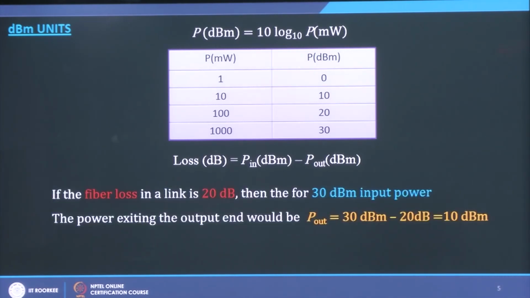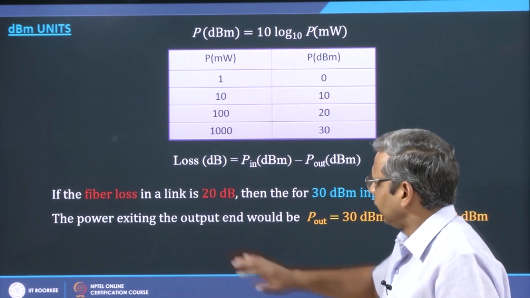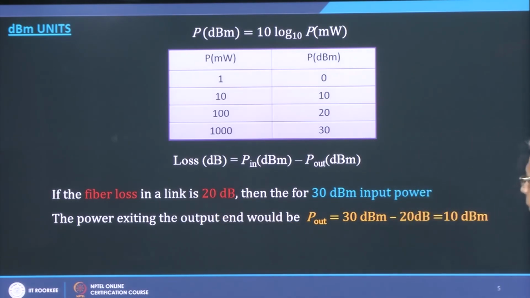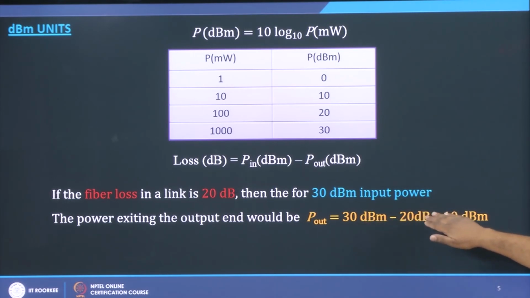units. So, if I have a fiber in a link and the loss is 20 dB and I have the input power into the fiber 30 dBm, then the power at the output end would be simply 30 dBm, the input power, minus the loss 20 dB. So, it would be simply 10 dBm.